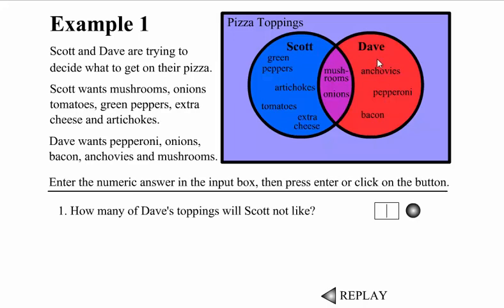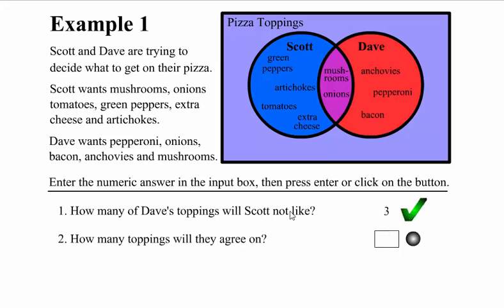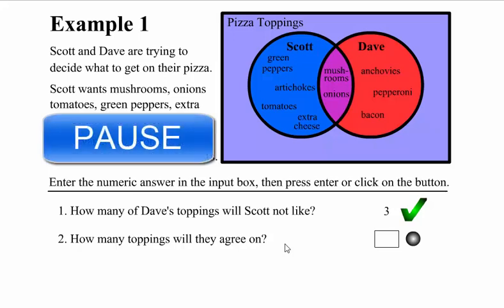Okay, so Dave has essentially 5 toppings, 2 of which Scott also likes. That means there are 3 that Scott does not like that Dave does. How many toppings will they agree on?